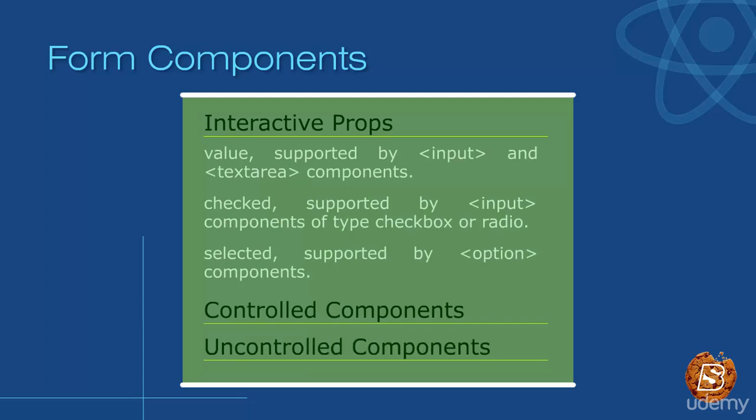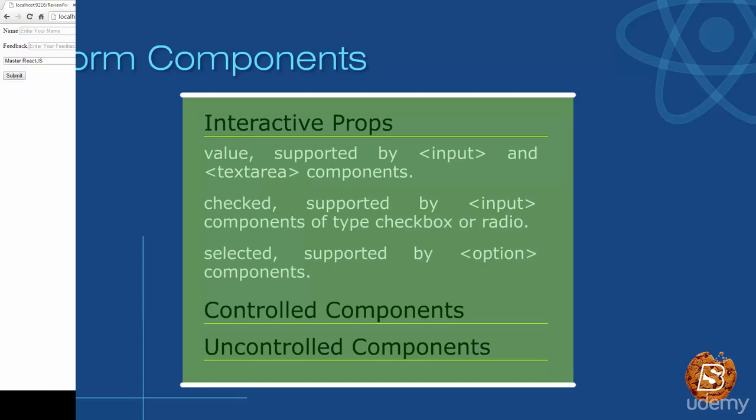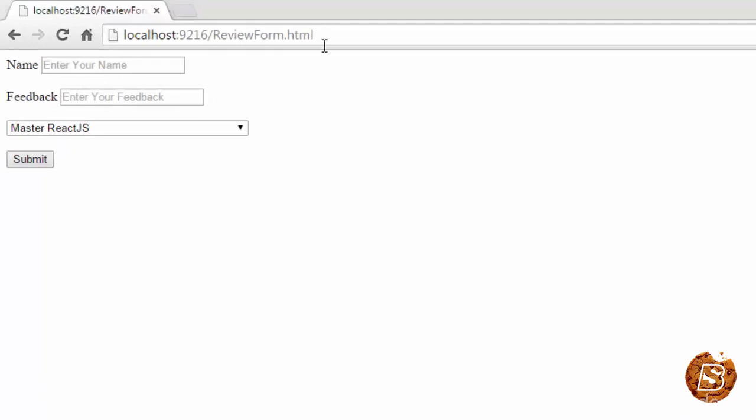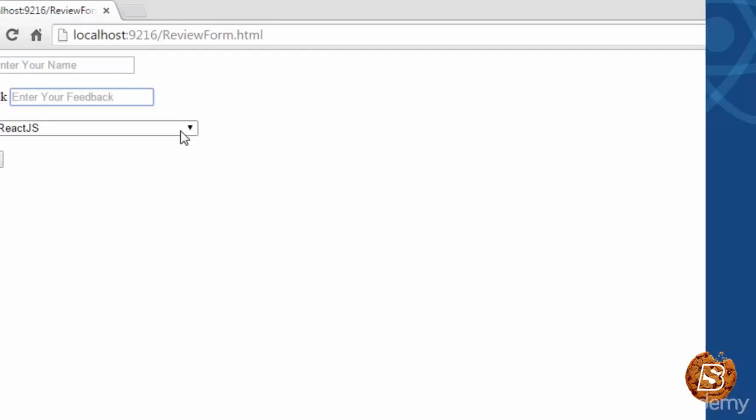So form components, such as the input, text area, and option, differ from other native components because they can be mutated via user interactions. These components provide interfaces that make it easier to manage forms in response to user interactions. If you remember, we had this review form wherein we were making use of text boxes and drop downs in order to submit our review.